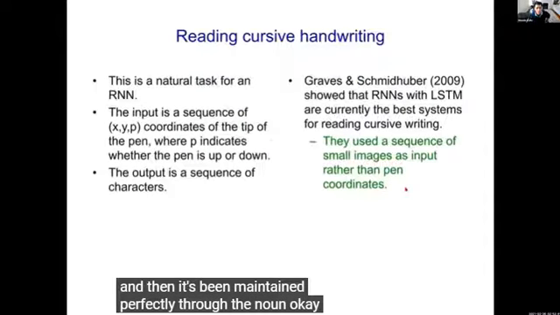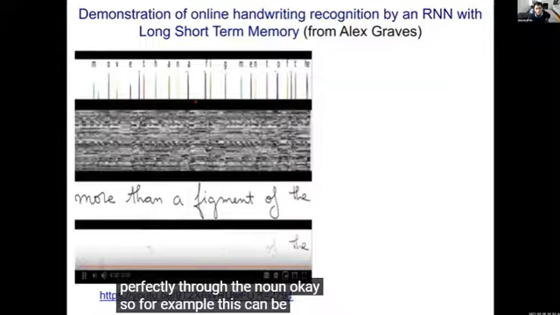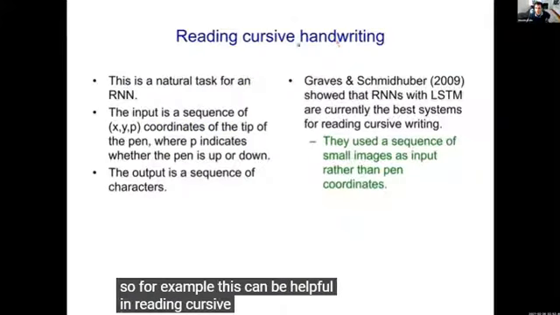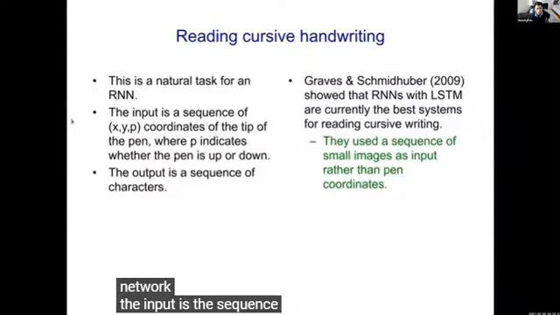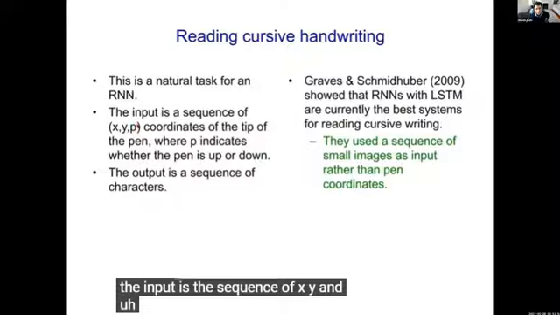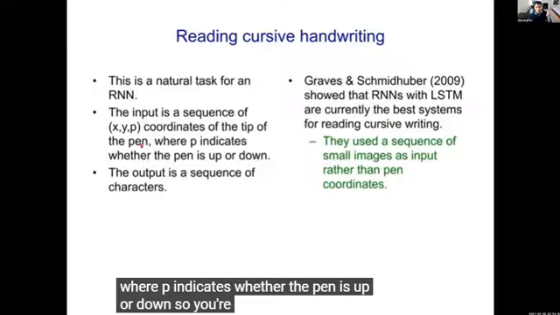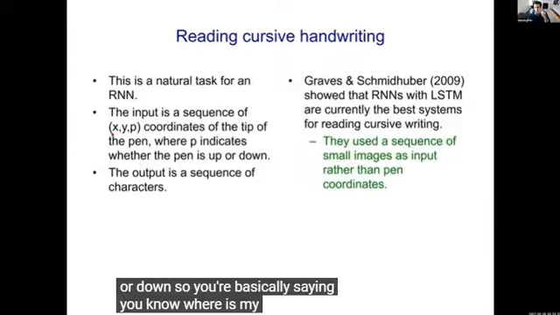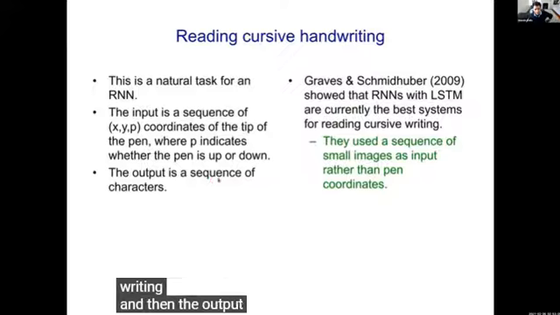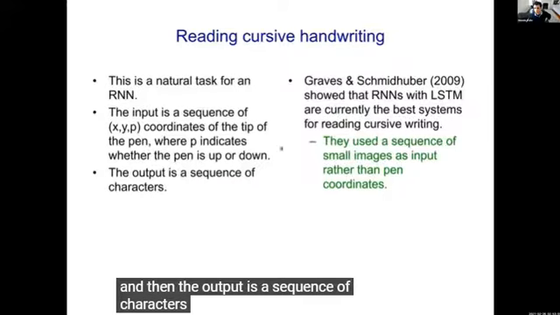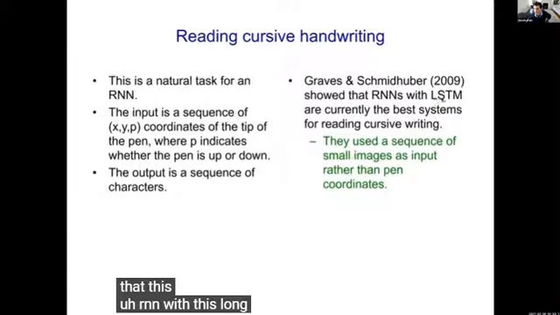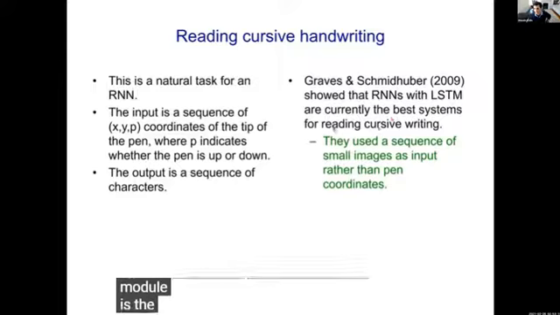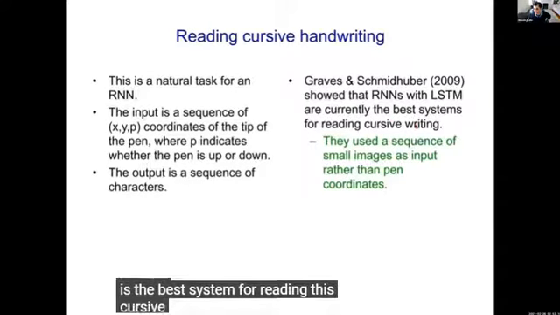Okay. So for example, this can be helpful in reading cursive handwriting. So it's a very natural task for a recurrent neural network. The input is a sequence of X, Y, and time coordinates for the tip of the pen, where P indicates whether the pen is up or down. So you're basically saying, where is my pen and am I writing? And then the output is a sequence of characters. And again, in 2009, these authors showed that this RNN with this long short-term memory module is the best system for reading this cursive writing.